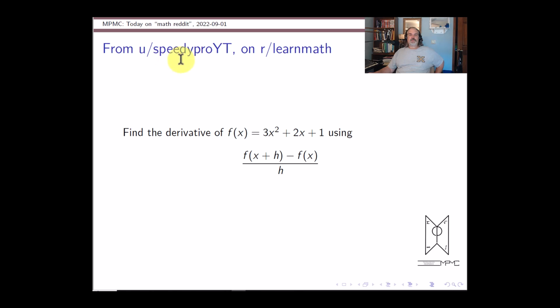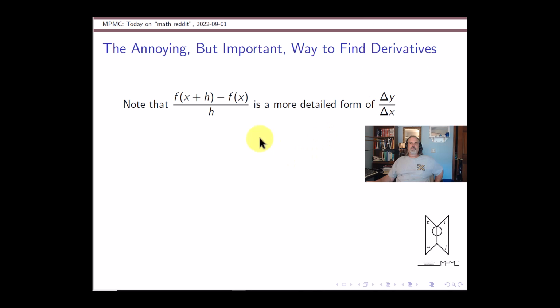So the user SpeedyProYT on the LearnMath subreddit, Reddit, was given a problem that boiled down to finding the derivative of f of x equals 3x squared plus 2x plus 1 using this structure, f of x plus h minus f of x over h. Okay, this is leading to the limit definition of a derivative. But here's the background. The reason I picked this is because it's fun to discuss what's actually going on here.